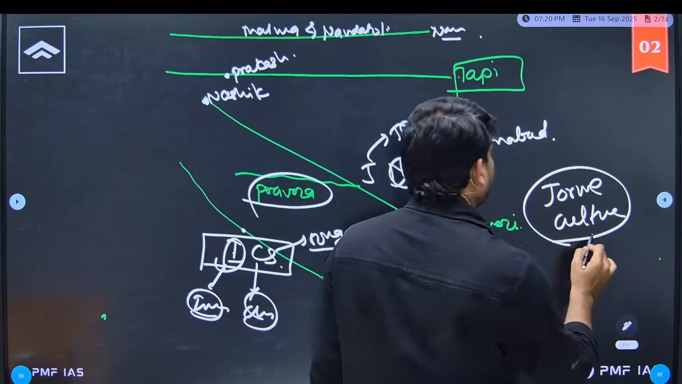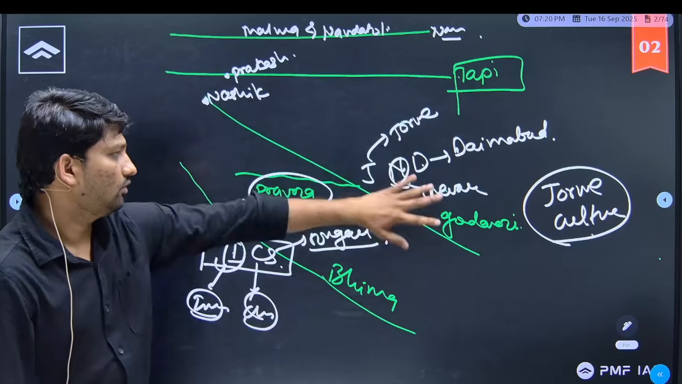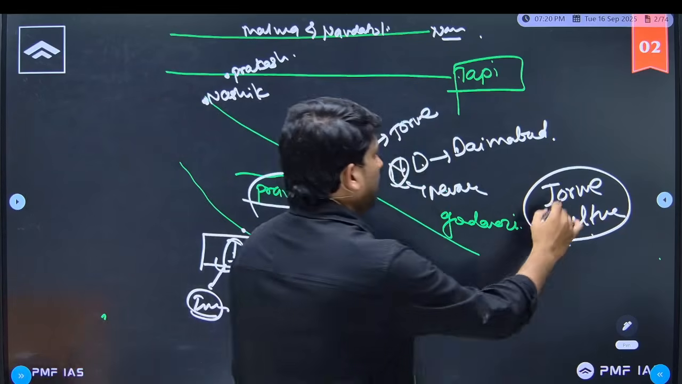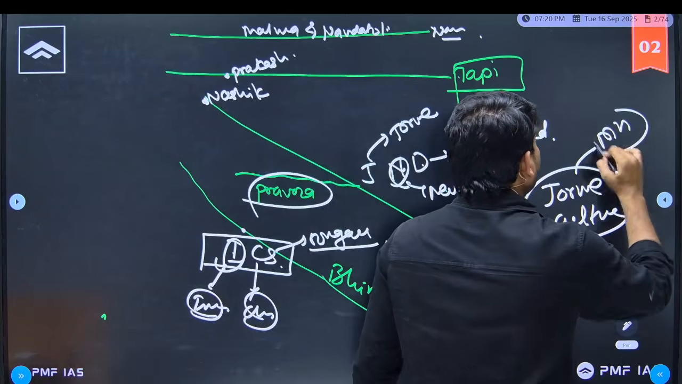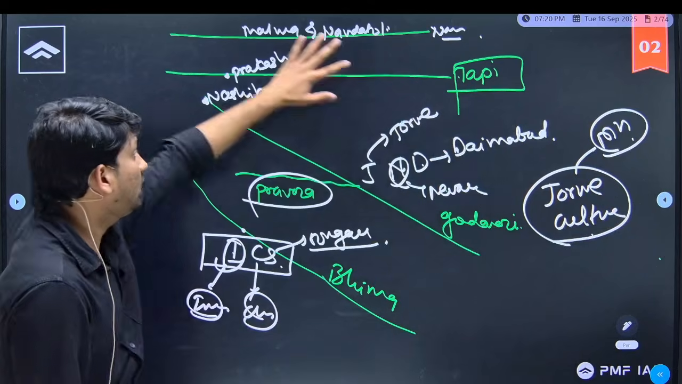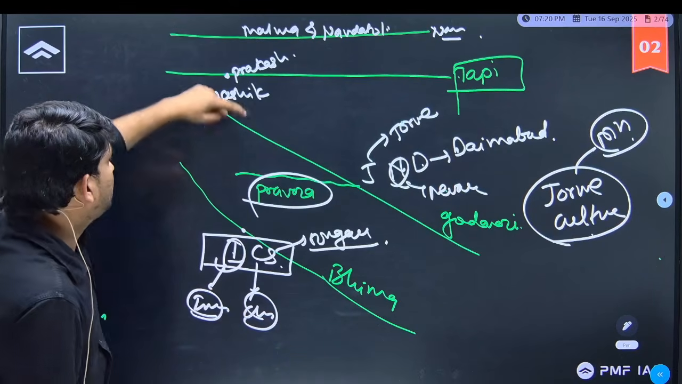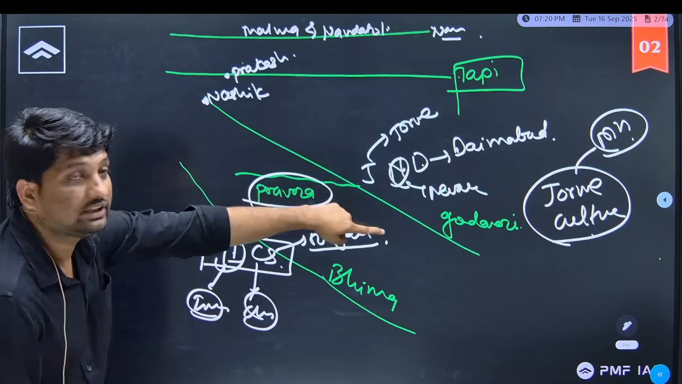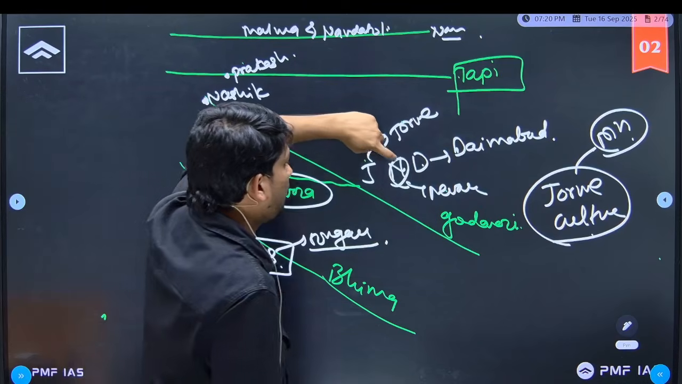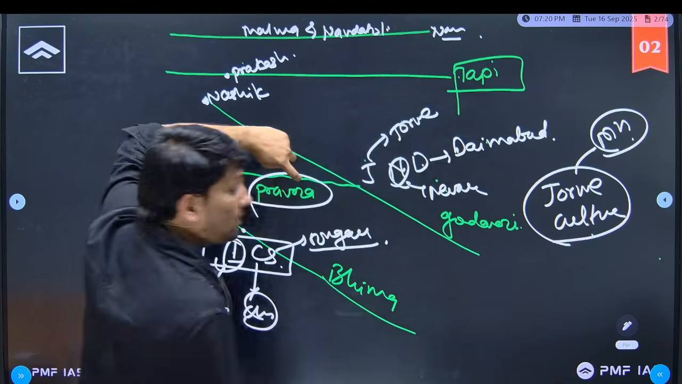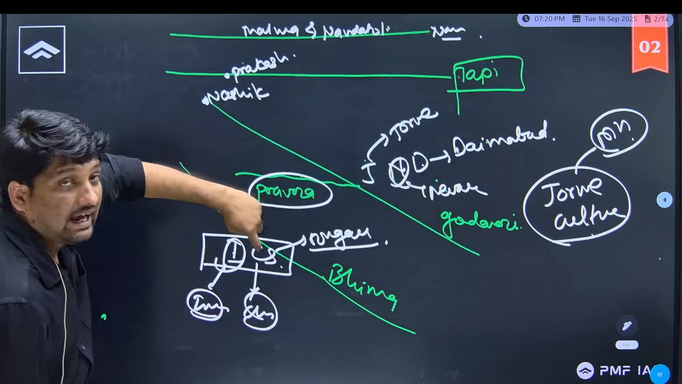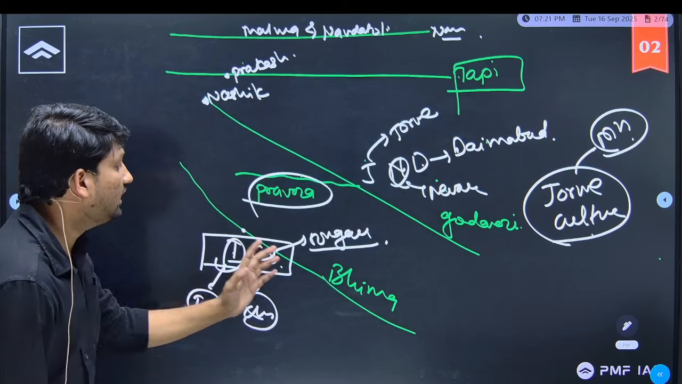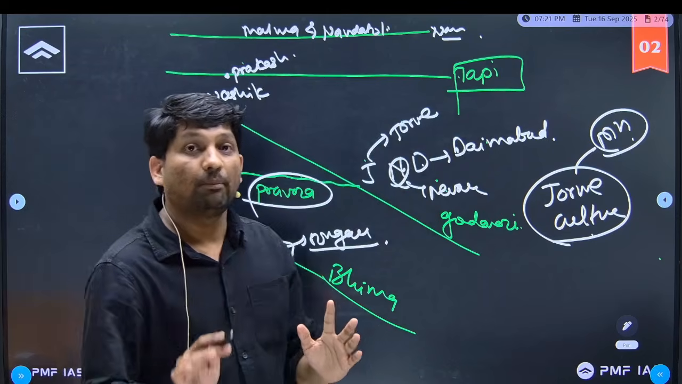All these are parts of Jorwe culture. We will see another culture in Maharashtra later on, but first of all, remember all these are part of Jorwe culture. So this is Prakash site located on this Tapi river, then Nashik on this Godavari, then Jorwe, Nevasa and Daimabad on this Pravara river, and then ICS, Inamgaon, Chandoli and Songaon on this Bhima river.